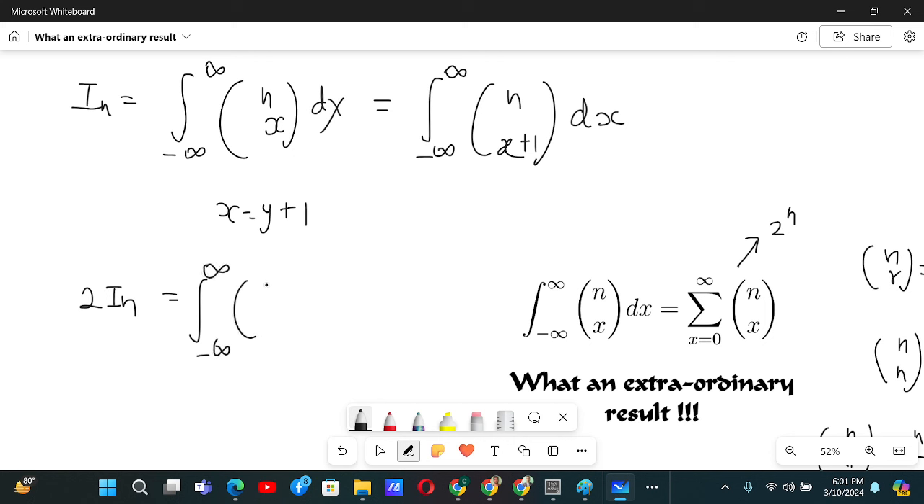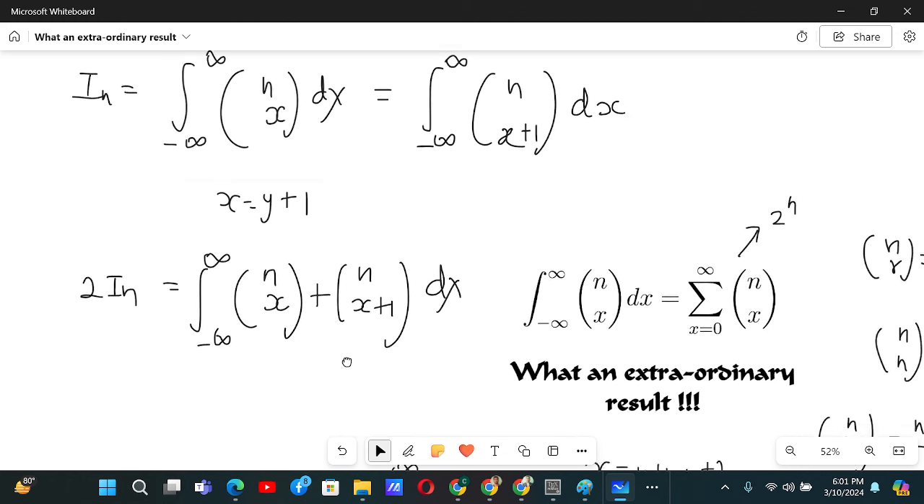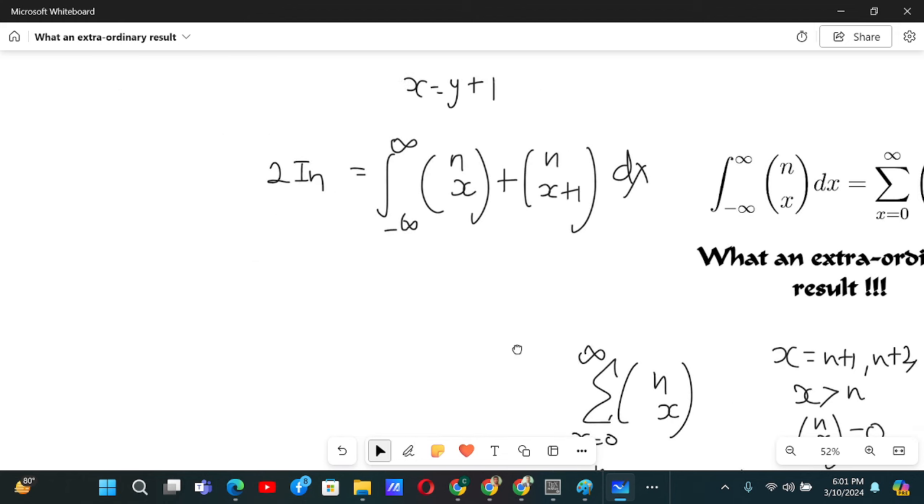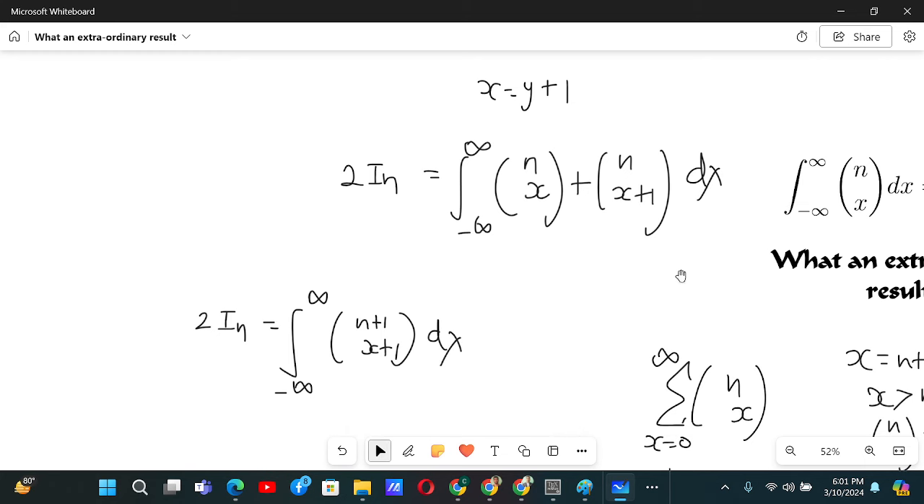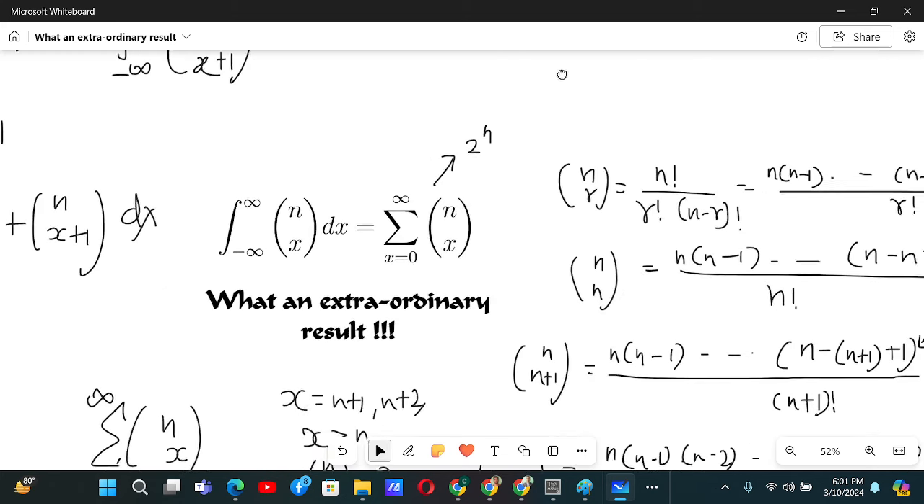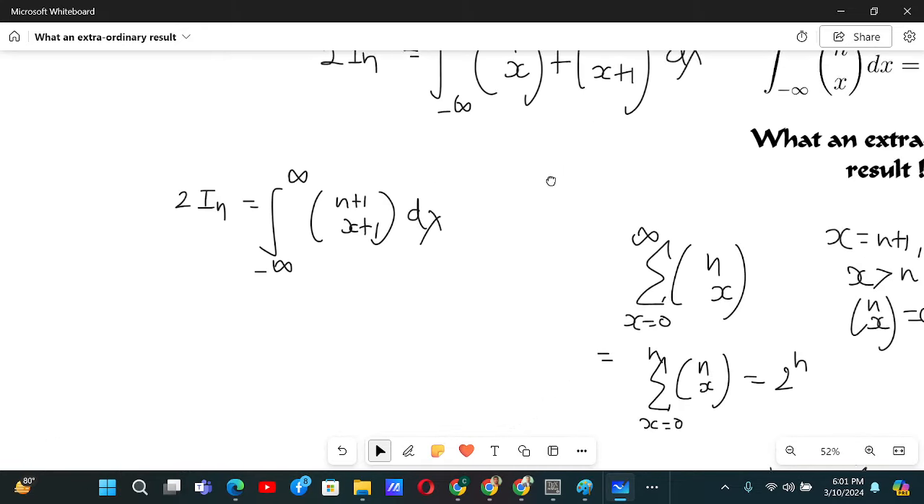And you might notice why I'm adding these two, because there is a formula for binomial coefficients where if I add these two, you actually get a similar thing, which is 2I of n is equal to the integral from minus infinity to infinity of n plus 1 choose x plus 1. You can prove this from the definition of the binomial coefficient itself, and I leave that to you.